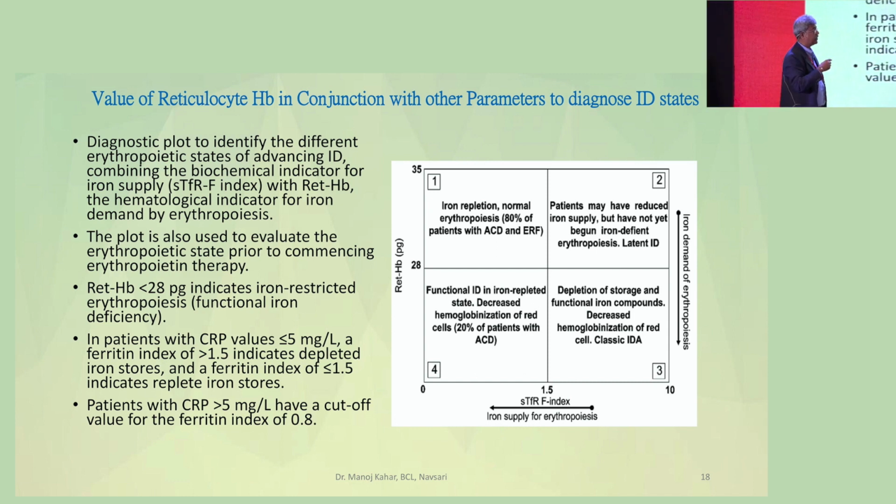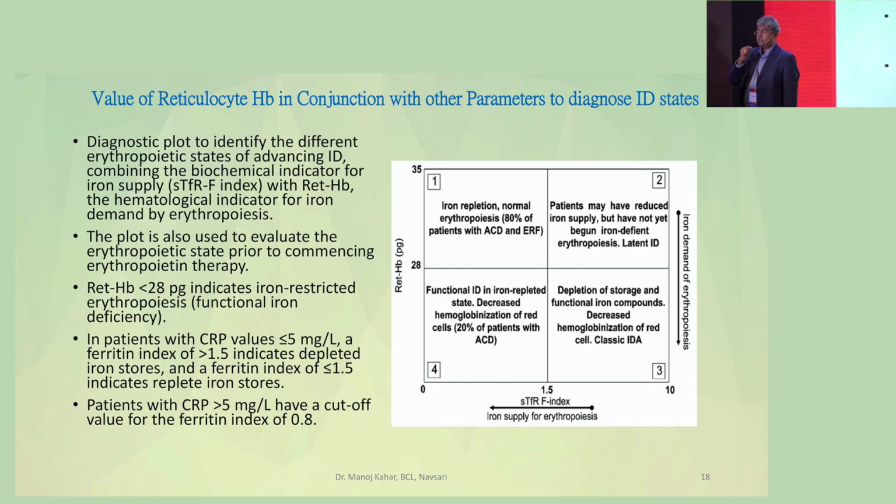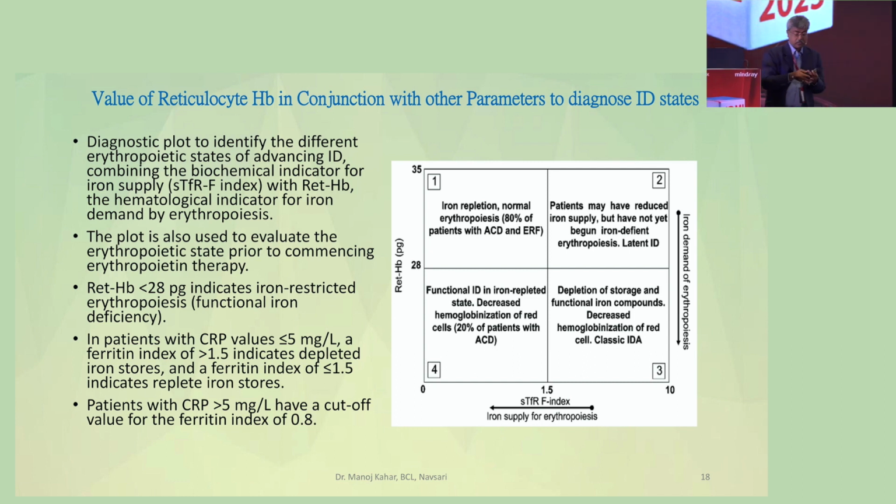The only problem with this plot is the cost of the investigation. STFR and ferritin, if you combine, and also the CBC, the cost goes around more than 2,000. And this limits the use of such plots, only the cost. But this is a good plot which will help us to segregate all the 4 different types.